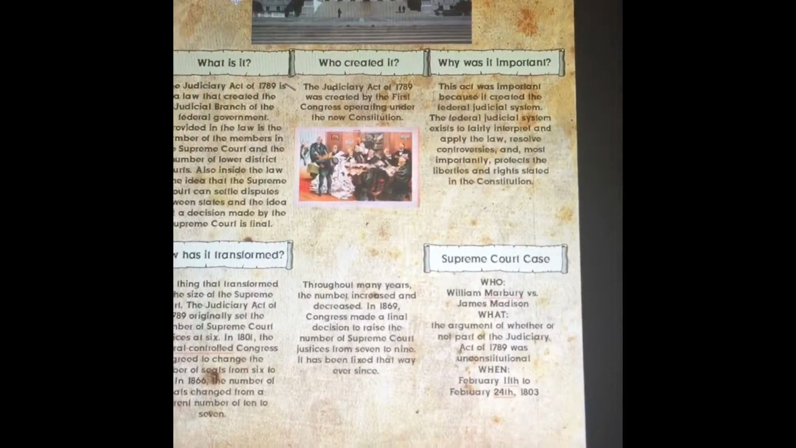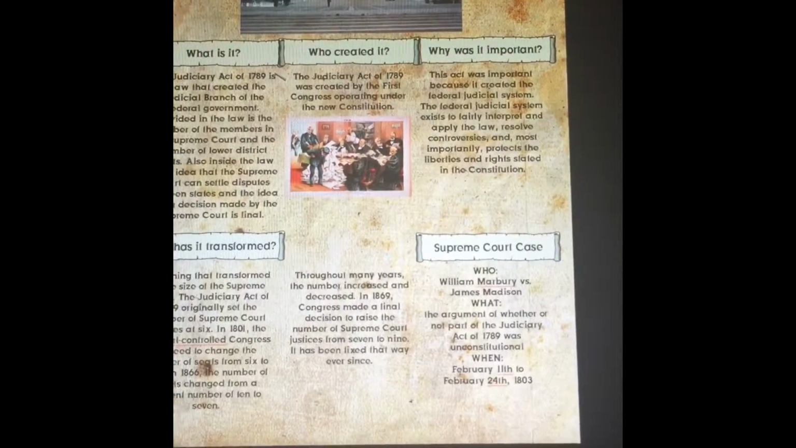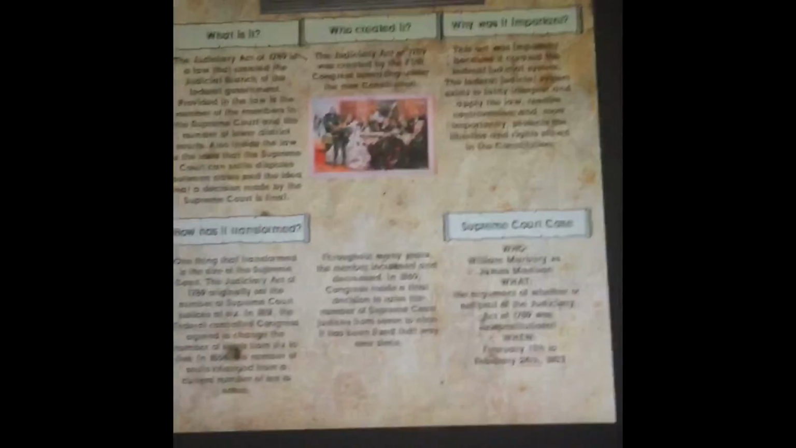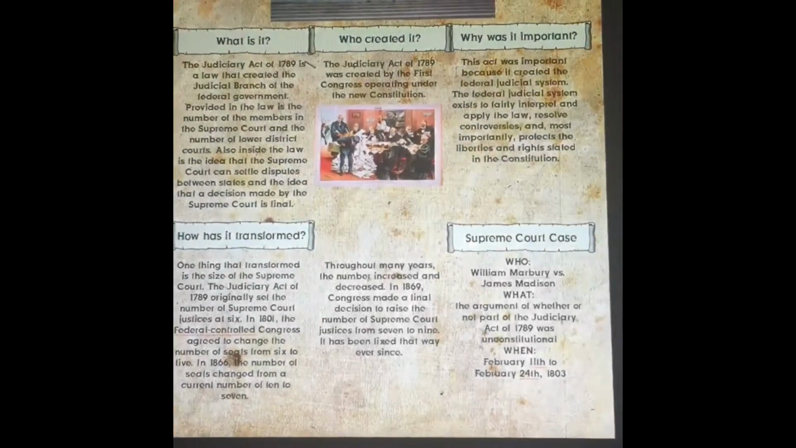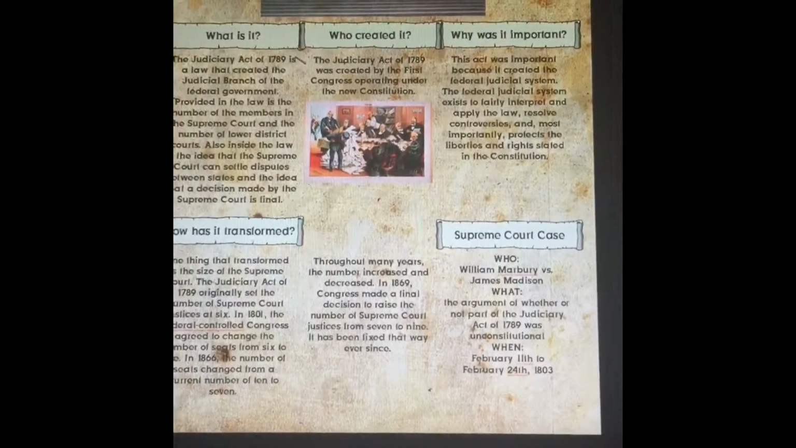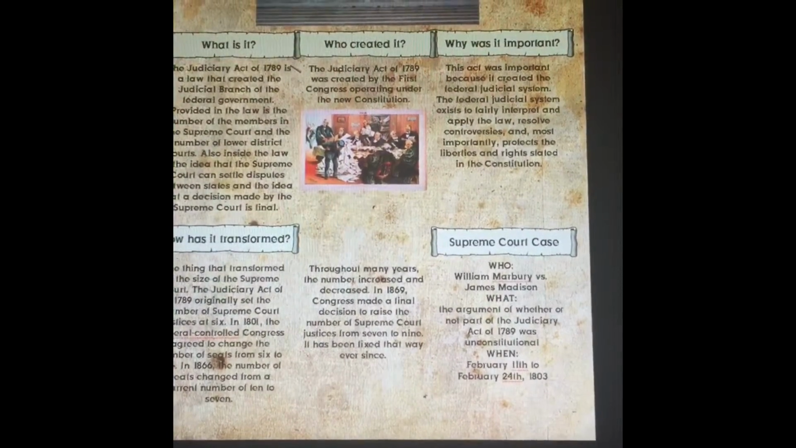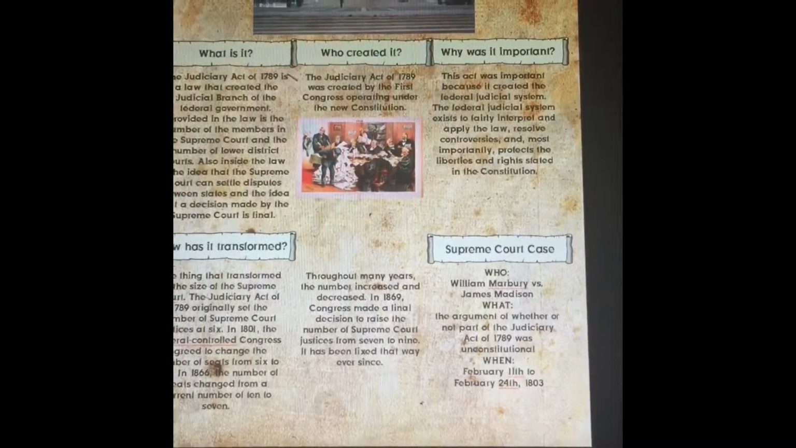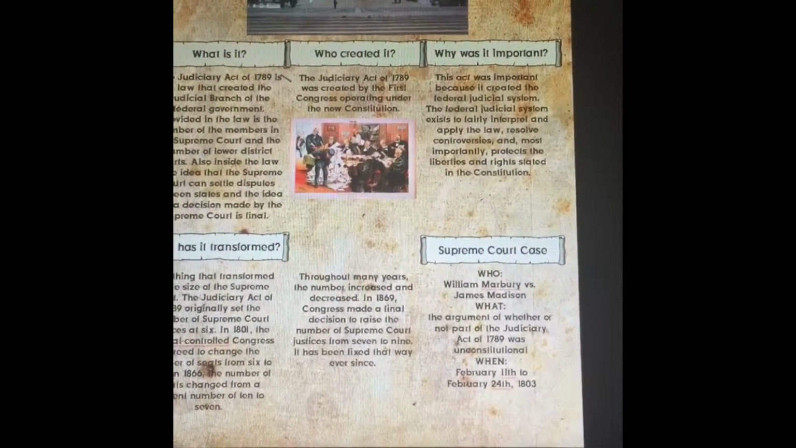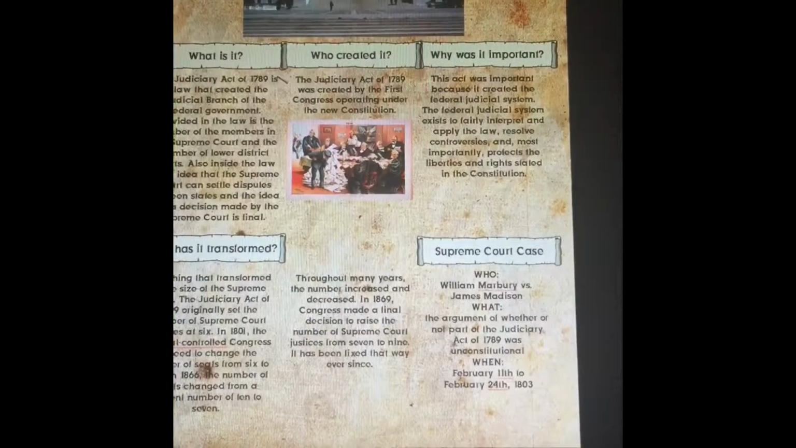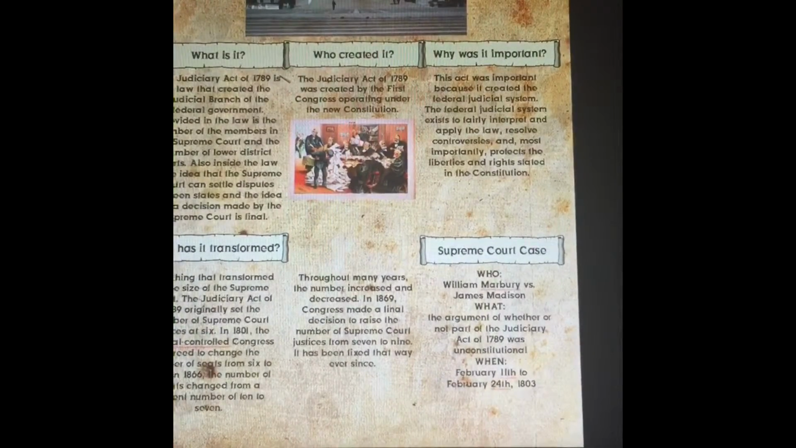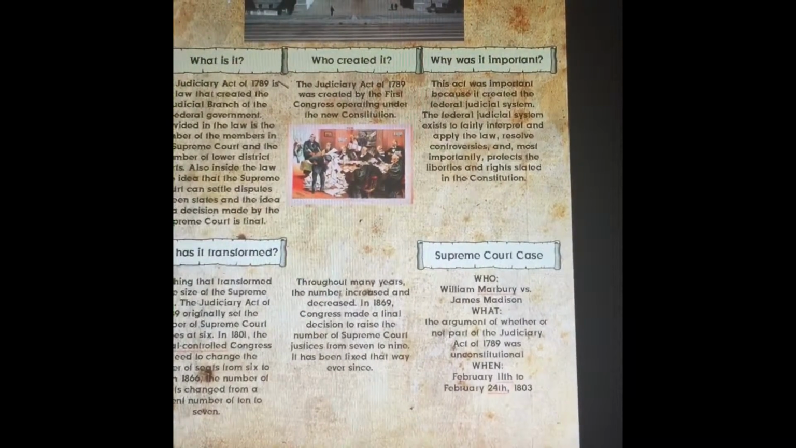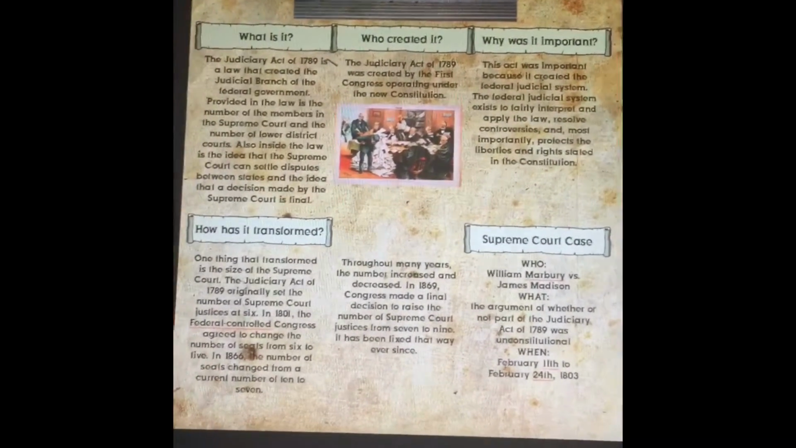Who created it? The Judiciary Act of 1789 was created by the first Congress operating under the Constitution. Why was it important? This act was important because it created the federal judicial system. The federal judicial system exists to fairly interpret and apply the law, resolve controversies, and most importantly, protect the liberties and rights stated in the Constitution.